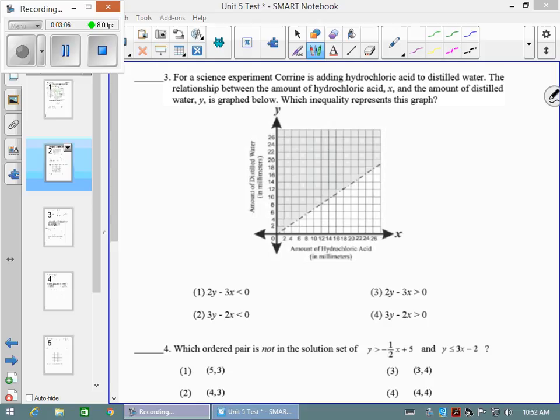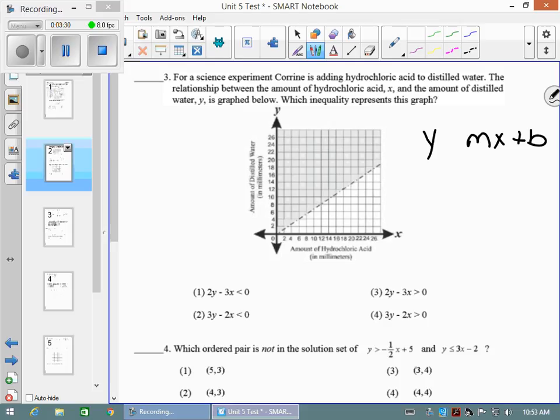So for number 3, they're giving us a graph, and they want us to find the equation. So what I would start doing is writing our inequality. If we look at this graph, we want to first start to write our inequality. So it's going to be in the form of y, we're going to have one of our inequality symbols, and then we're going to have an mx plus b, because it is a linear inequality.